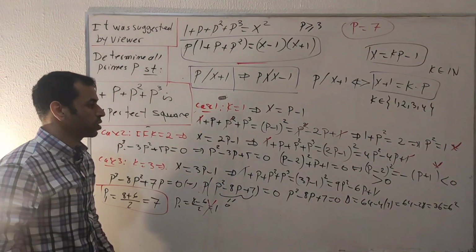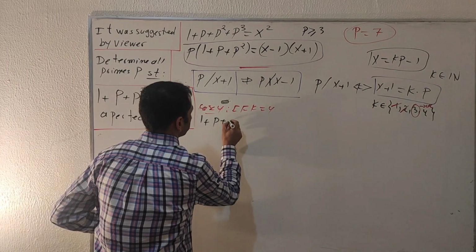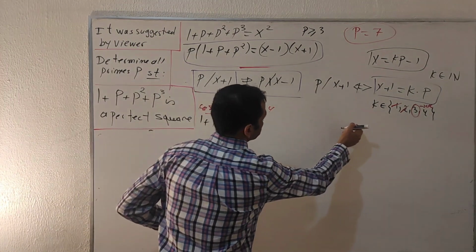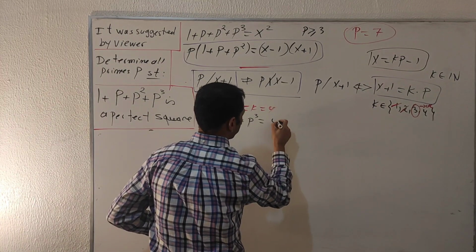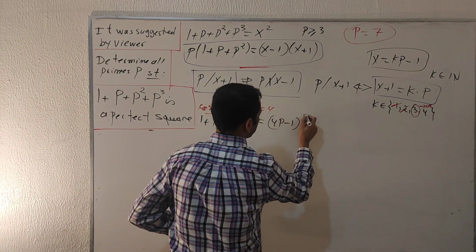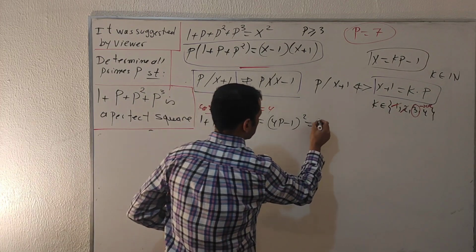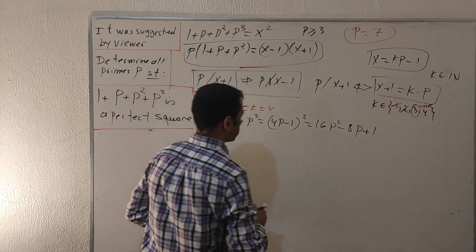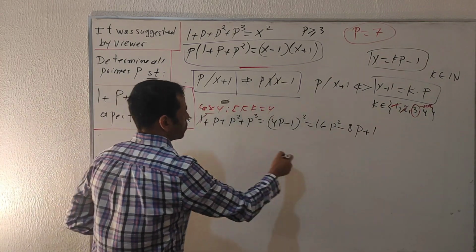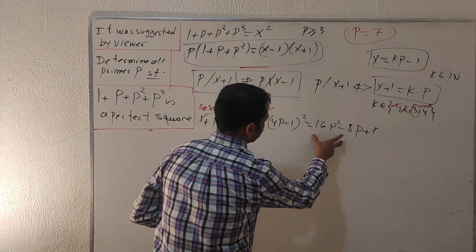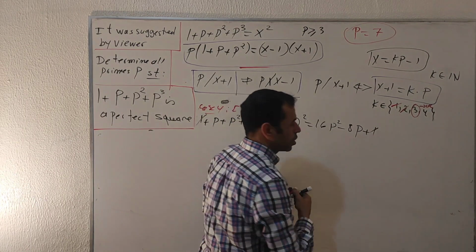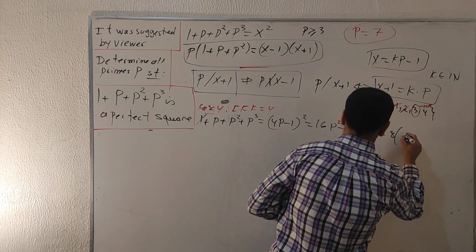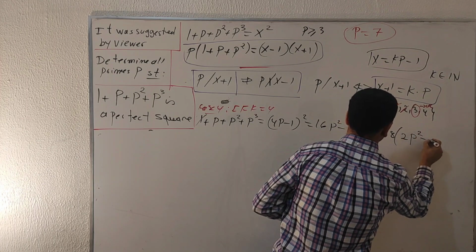Let's check the last case. 1 plus p squared plus p cubed. By plugging k with number 4, I get (4p minus number 1) squared. Okay, so I get here 16p squared minus 8p plus number 1. Number 1 will be cancelled out, so I'm going to use a trick here. I'm going to take 8 as a common factor here, and it becomes 2p squared minus number 1.